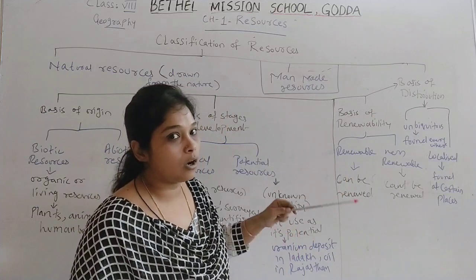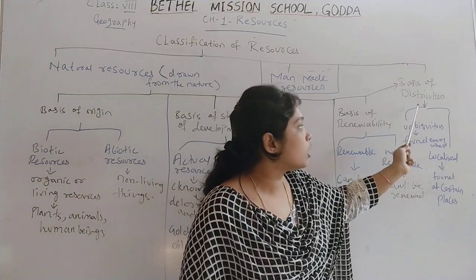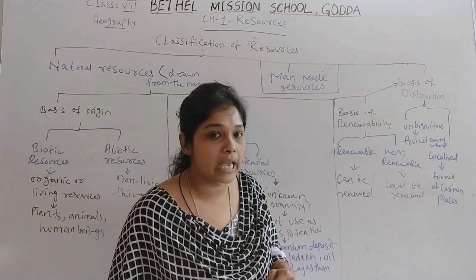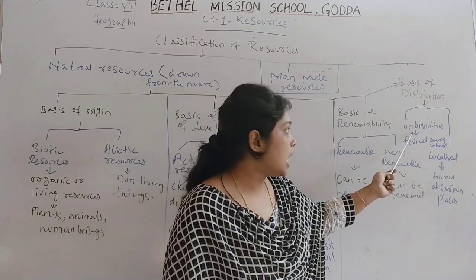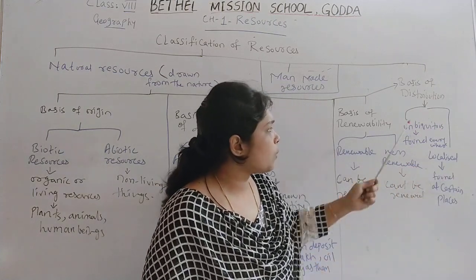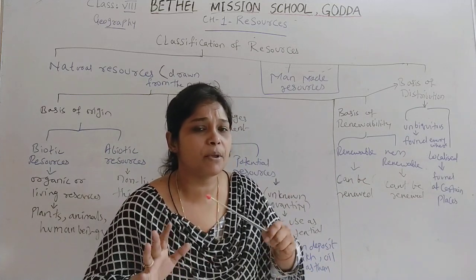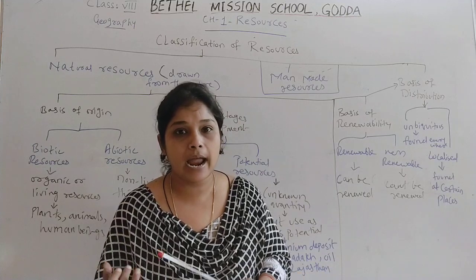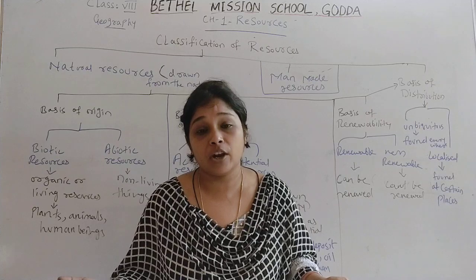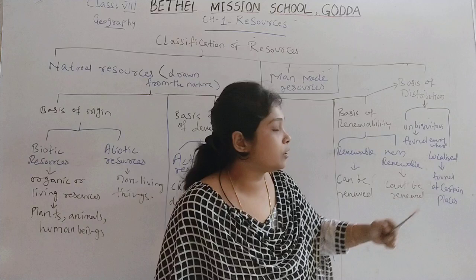And the last classification of natural resources is on the basis of distribution. On the basis of distribution, natural resources can be classified into two types: ubiquitous resources and localized resources. Now what are ubiquitous resources? Ubiquitous resources are those which can be found anywhere or everywhere, like land, soil, water and air. These resources can be found in any region.